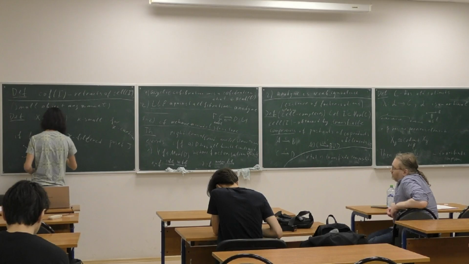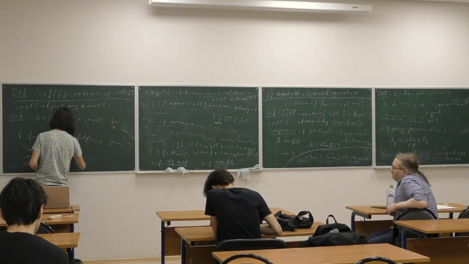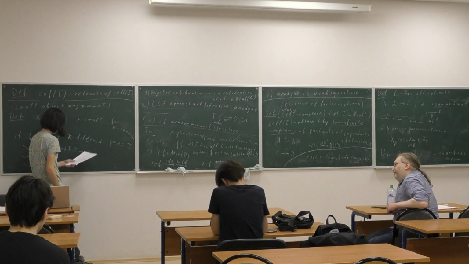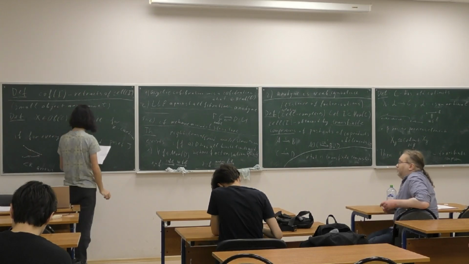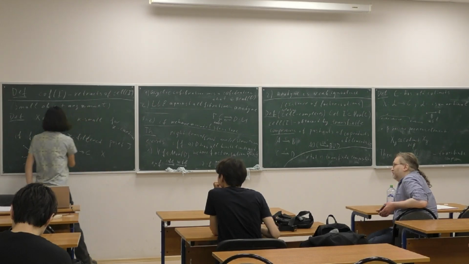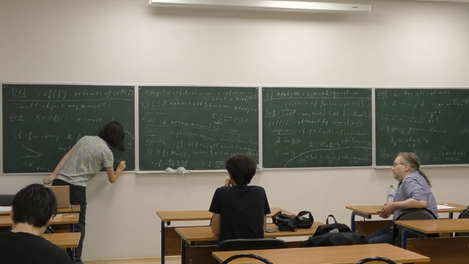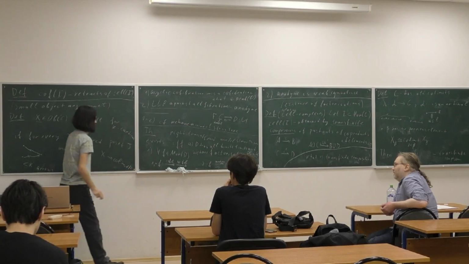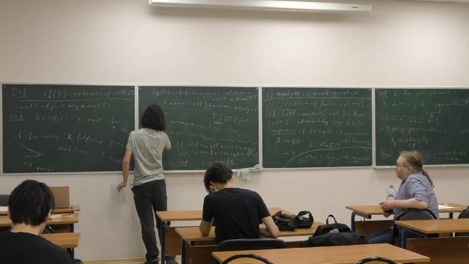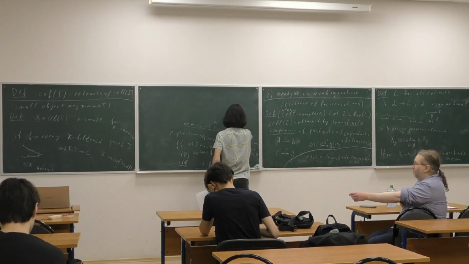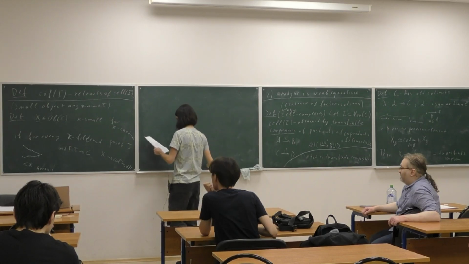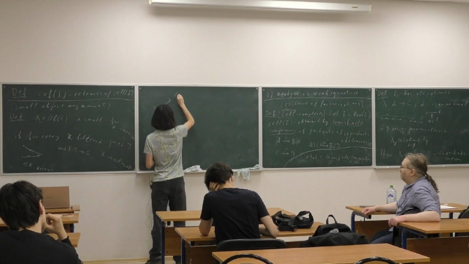and a diagram of the form J in C, and for every morphism from X to the colimit of this diagram, we have a lift.